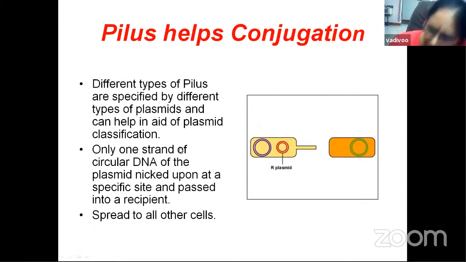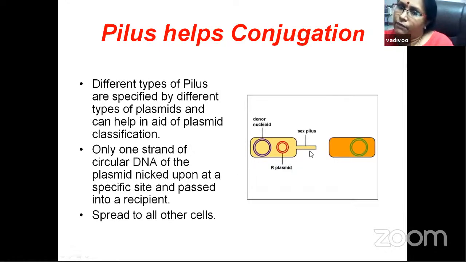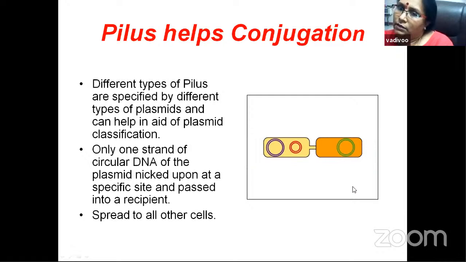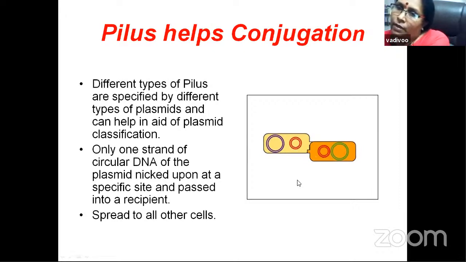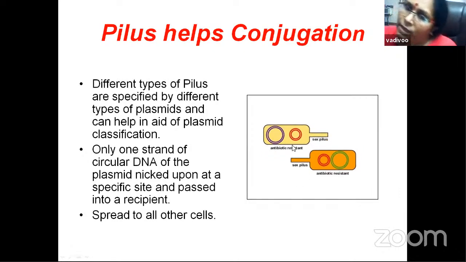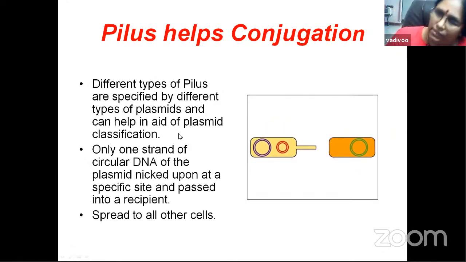So this is an animation. You can see here, this goes and conjugates. The sex pilus is formed. This is the donor nucleus. This one contains no sex pilus. Now conjugation happens. The conjugation tube is formed, and then a strand is transferred. A complementary strand for the plasmid is formed. So now this again becomes antibiotic resistant.